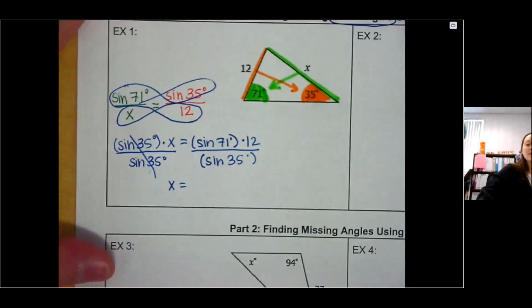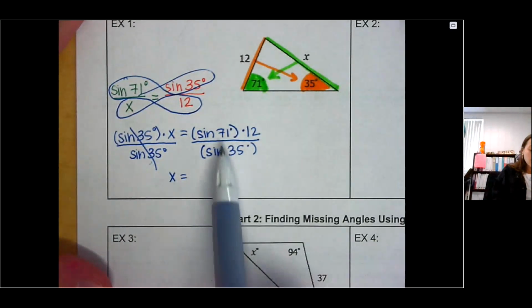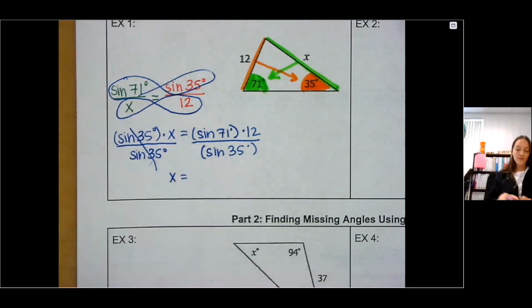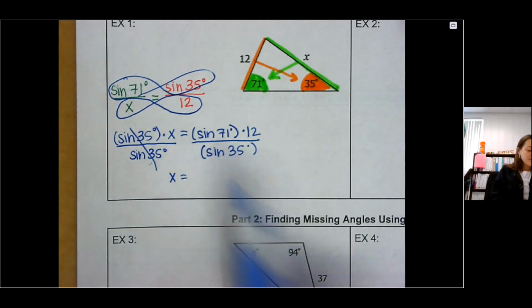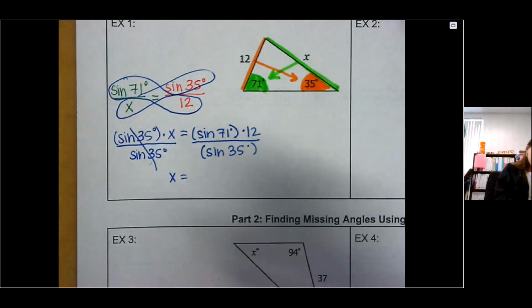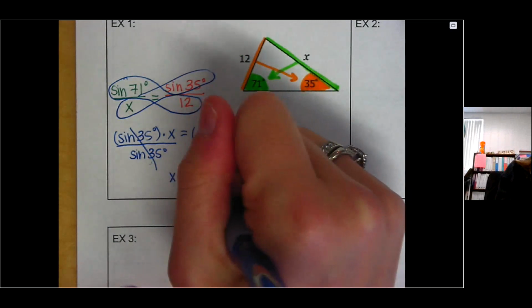When I plug it into my calculator, I'm going to go in the following order because my calculator is kind of backwards. I'm going to do 71 sine times 12 equals to get a decimal, and then from there, I'm going to take that decimal and divide by 35 sine equals. And when I do that, I get 19.8.